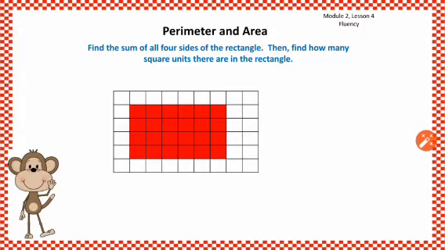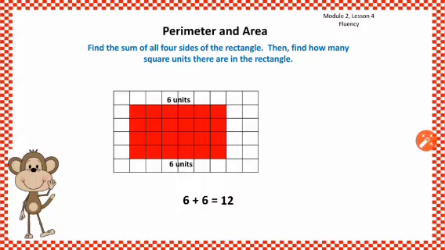Let's take a look at another example. We are going to look at perimeter and area again. So we are going to find the sum of all 4 sides of the rectangle. Then you find how many square units there are in the rectangle. So the first thing you do is to look for the side of the rectangle. The longest side is 6 units, and the opposite side is what? Is 6 units. And what is the sum of the 2 longest sides? 6 plus 6 is equal to 12.